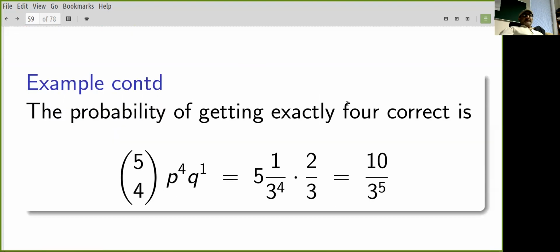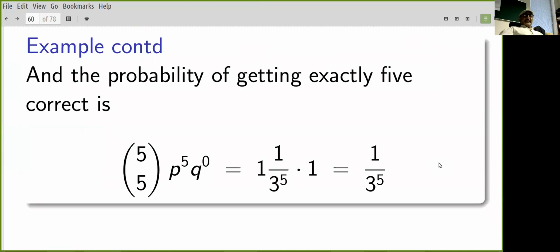Okay, so the probability of getting exactly 4 correct is P to the 4th, Q to the 1, and there are 5 questions, and you're going to choose 4 to get correct. So it's 5 choose 4 times P to the 4 times Q to the 1, which gets you to 10 over 3 to the 5.